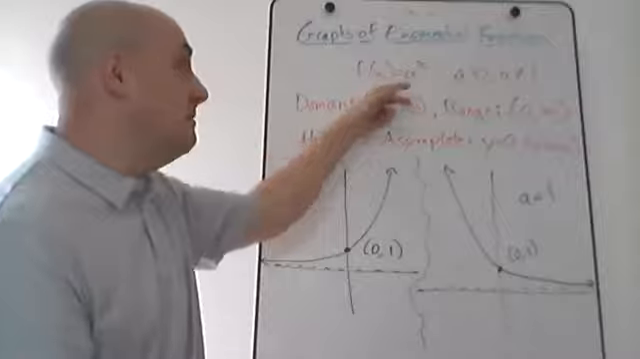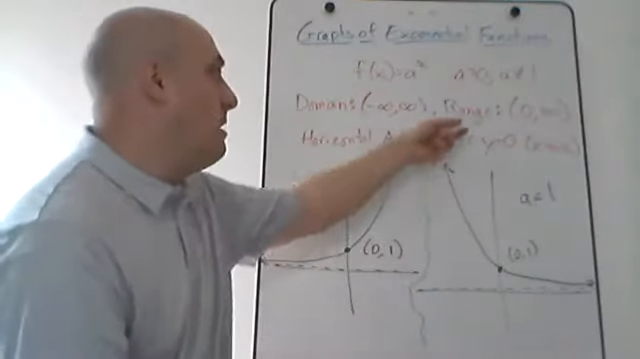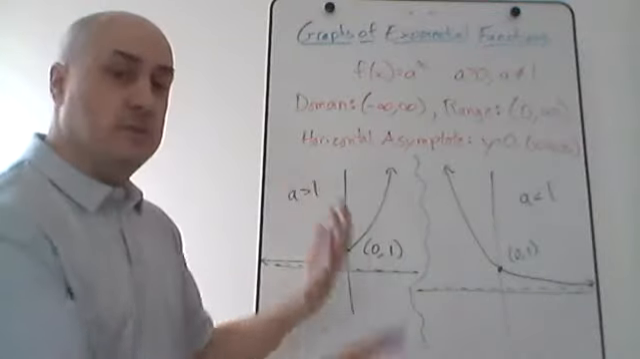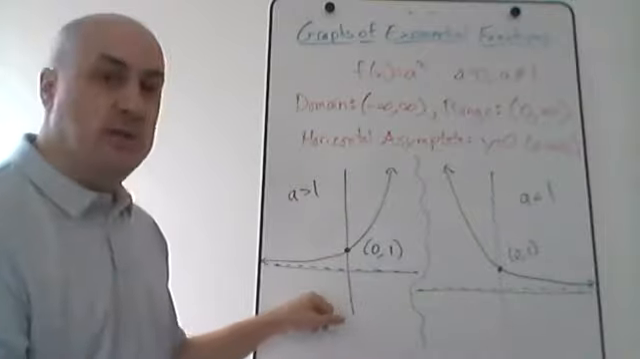Or if I have a negative 3 to the x power, that negative is going to flip everything over, and now my range is from negative infinity to 0 instead of 0 to infinity. Right? And at the end of this video, I'll do some examples where we apply transformations to these graphs.